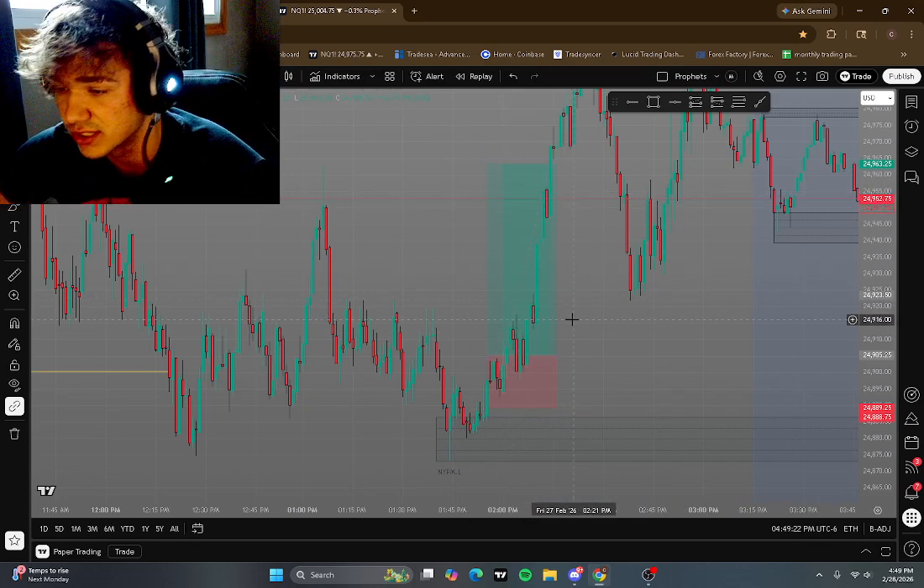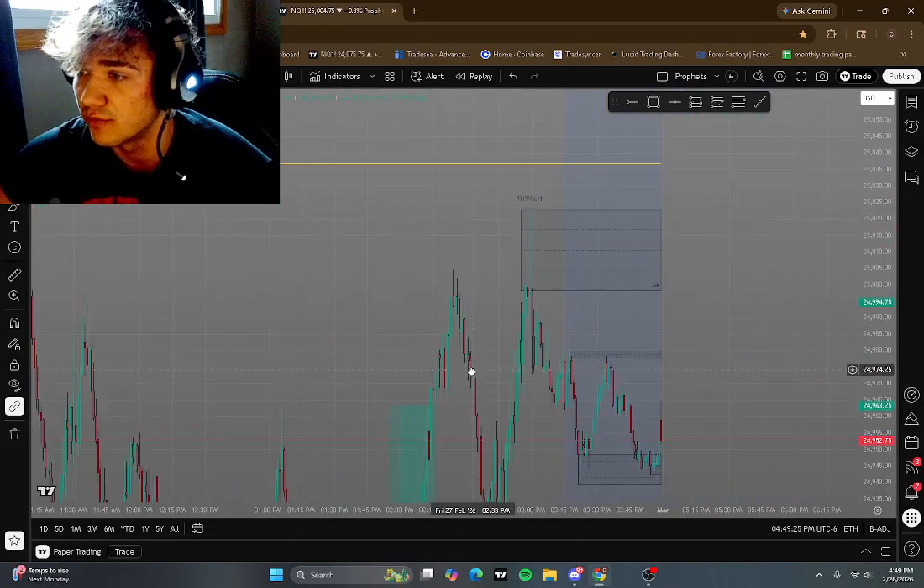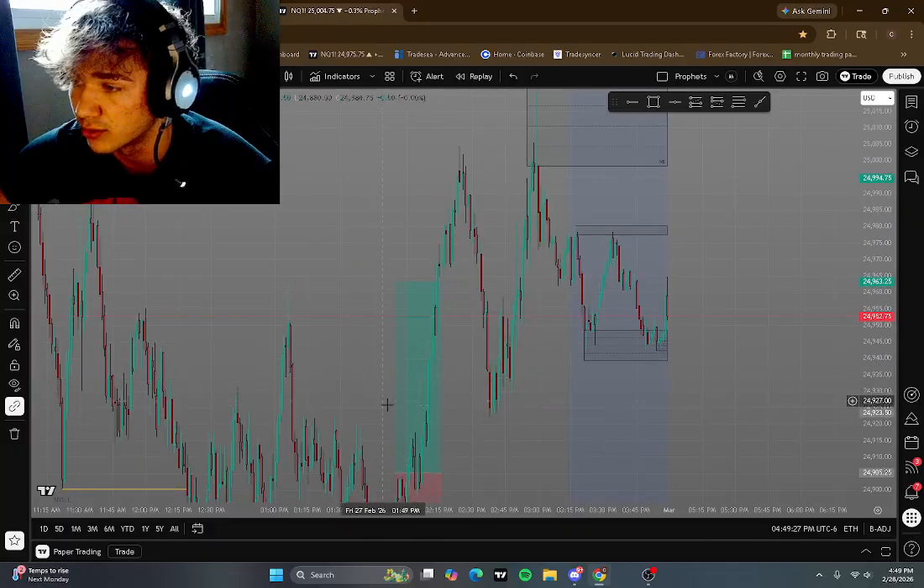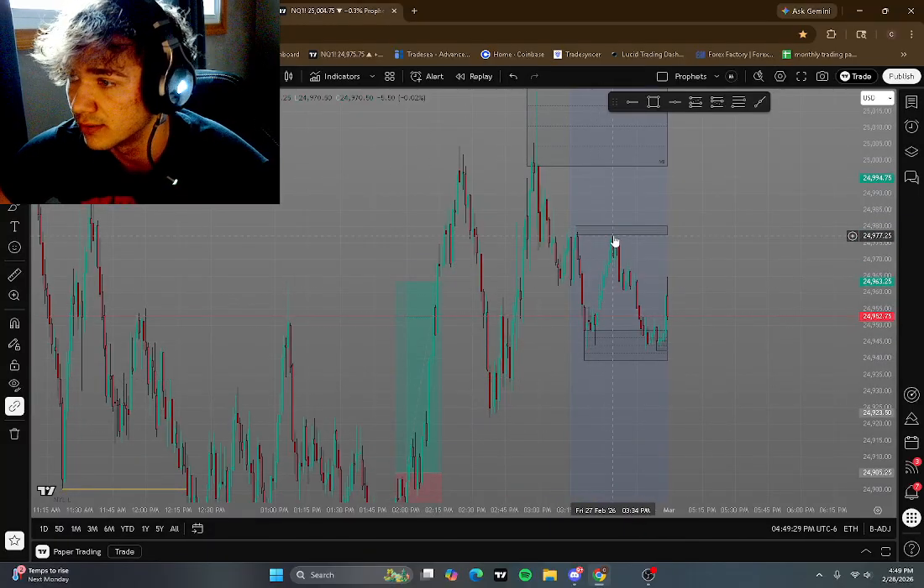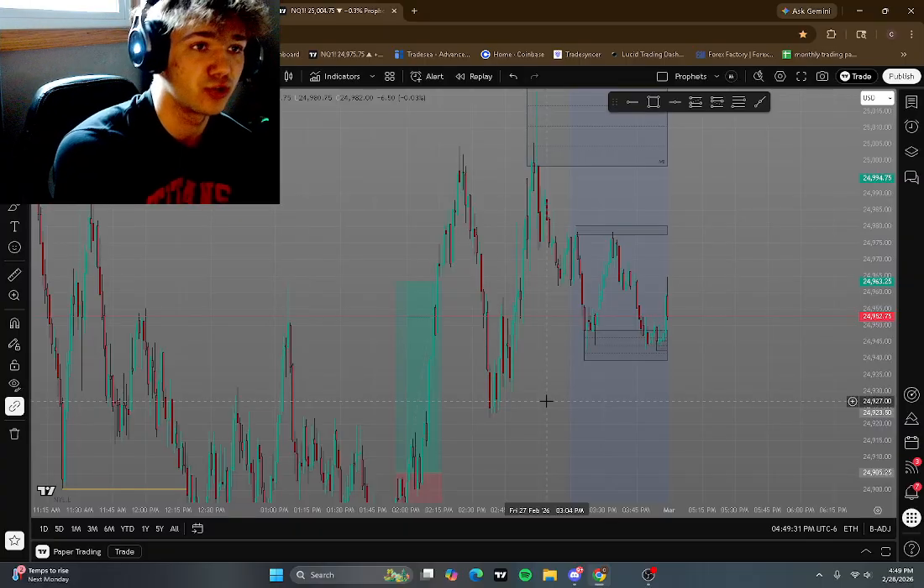Glad I took it. This is basically my model. I like trading off order blocks a lot. It's kind of my main model. Like right here, I could have taken a long. We tapped in, and we tapped in another order block up here. I would have taken that trade as well.